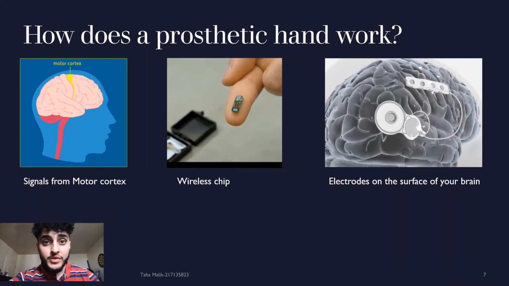You might be wondering how these signals are transmitted from the cortex to the hand. Well, a tiny chip that could fit on your fingertip is installed just above your skull, and electrodes are placed on the surface of your brain, which allows the prosthetic hand to be wireless and allows it to move however you want it to.